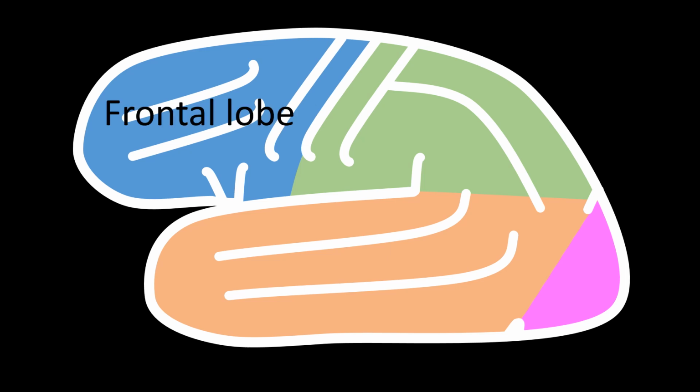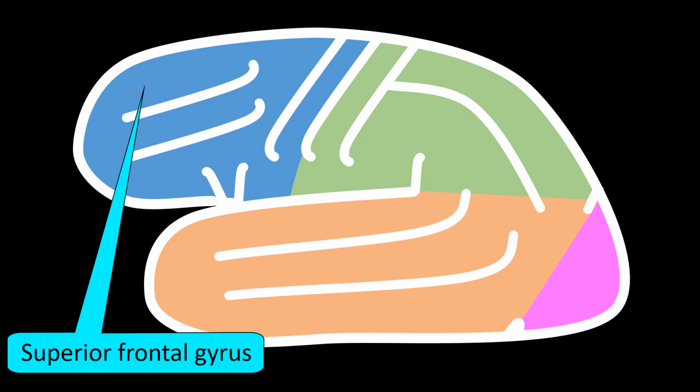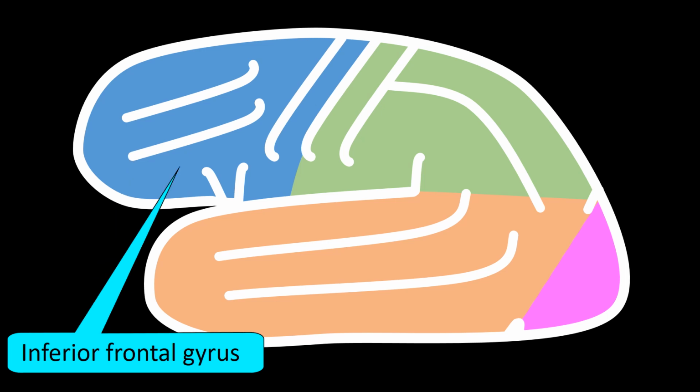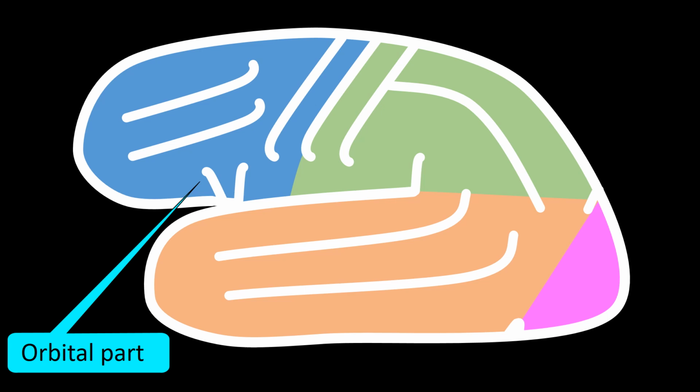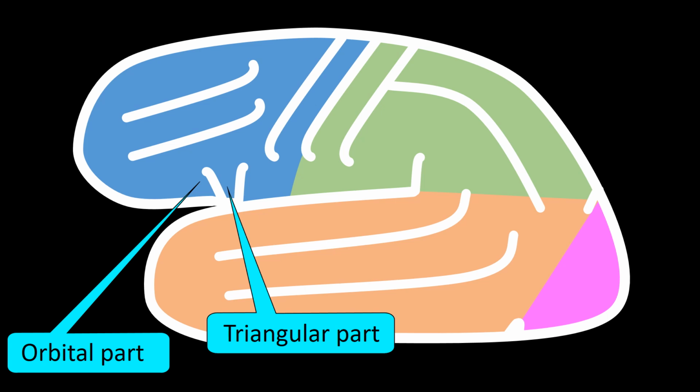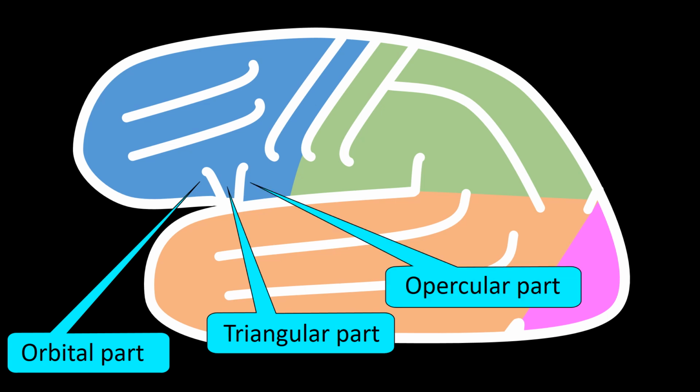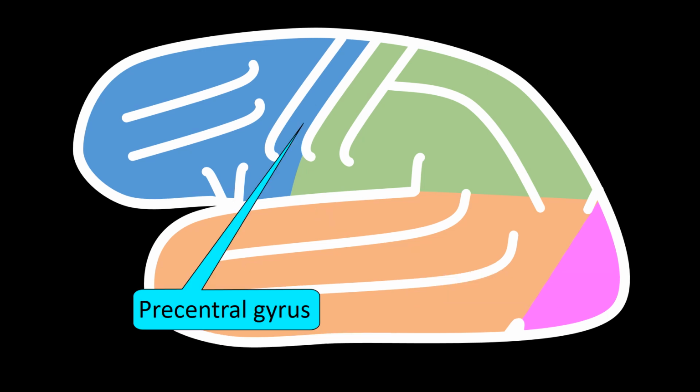In the frontal lobe, we can see the superior frontal gyrus, the middle frontal gyrus, the inferior frontal gyrus. And we find in front of the anterior ramus of the lateral sulcus, the orbital part; behind the anterior ramus of the lateral sulcus, and in front of the ascending ramus of the lateral sulcus, we have the triangular part; and behind the ascending ramus of the lateral sulcus, but confined to the frontal lobe, we have the operculum part. In the frontal lobe, we can also find the precentral gyrus.